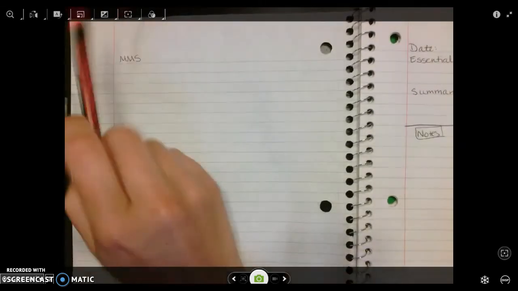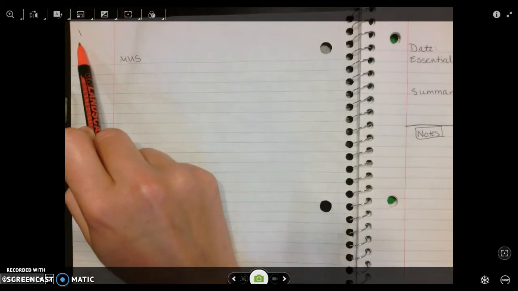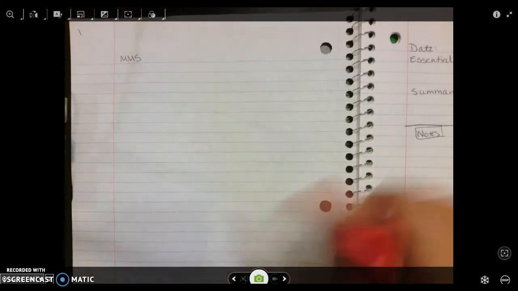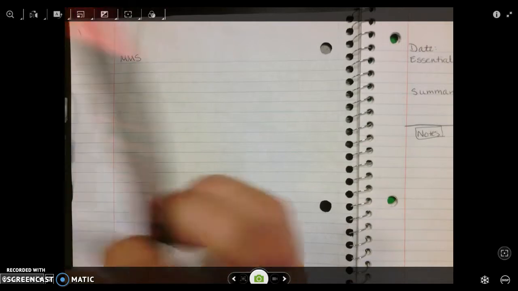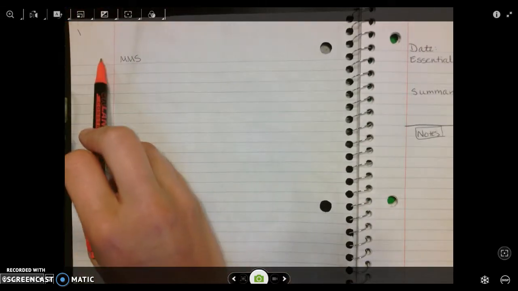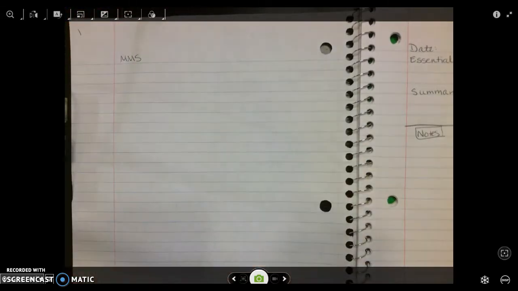Now notice how I have a number 1 up here in the corner. It kind of just turned out that the way we set up our notebooks, the left-hand page is always going to be the odd number, and then the right-hand page will always be the even number. And we like to number our pages in our notebooks just so that we have that reference.